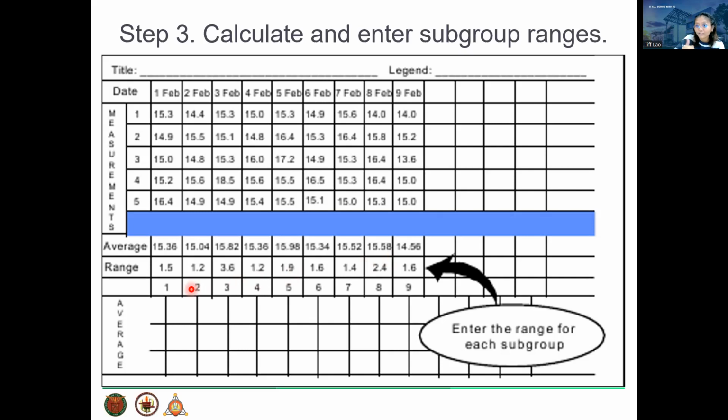So tapos ay sa mean, range naman. So kukunin mo yung range per subgroup. So for example, ito. Sige nga, paano kunin yung range? Ano yung formula? Correct. Highest data minus lowest value data. So for example, ito, kunin mo yung range nito. Ayan. Sa Feb 2, kunin mo din yung range. You have 1.2 and so forth, hanggang Feb 9. So basically, each subgroup, meron kang average, meron ka ding range. Klaro?